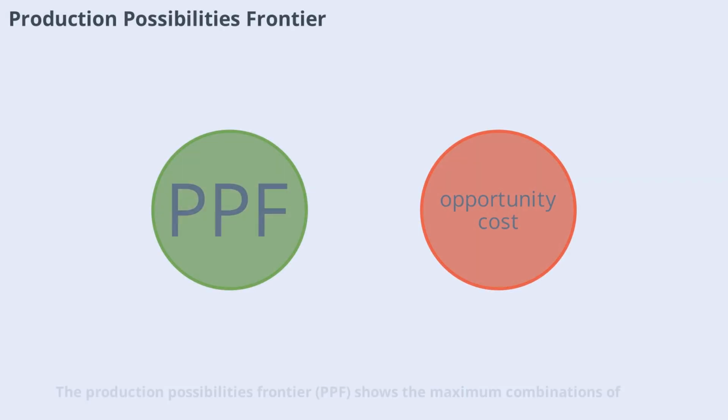The Production Possibilities Frontier (PPF) shows the maximum combinations of goods and services that can be produced with available resources. It illustrates the concept of opportunity cost and the trade-offs involved in production decisions.